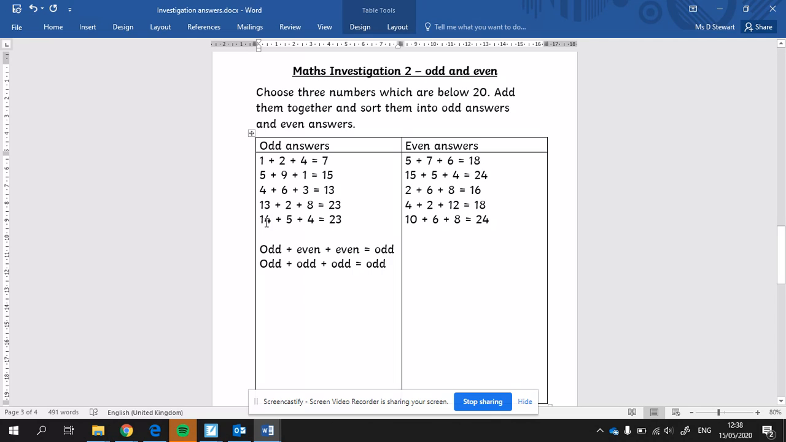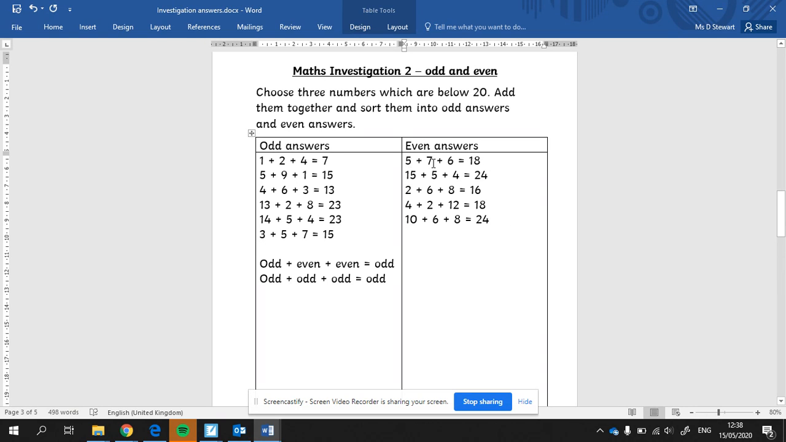Are there any that are different? This is 2 evens and an odd, 2 evens and an odd, 2 evens and an odd number. I feel like I want to test one more set of odd numbers. I've only got one example, just to check I haven't made a mistake. So 3 and 7 is 10, plus 5 is 15. So that also gives me an odd answer.